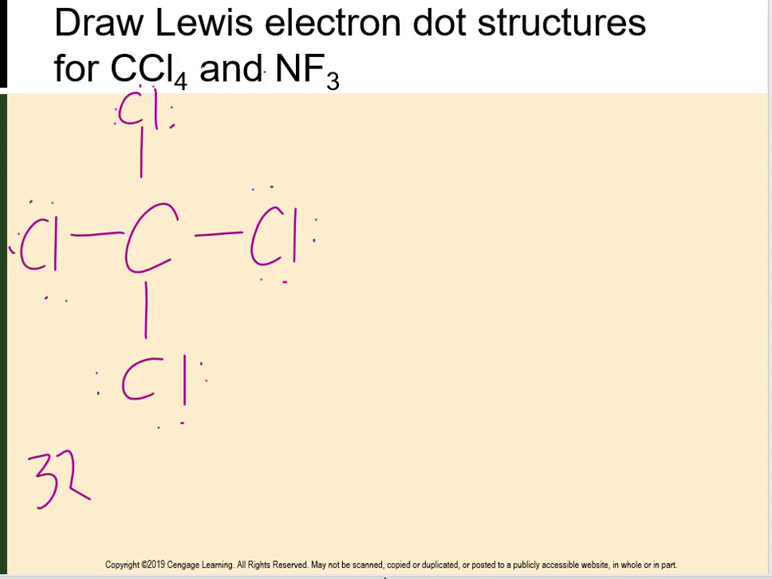this carbon is happy because there's 4 bonds and there's 2 electrons in each. So there's 8 electrons just around carbon. So it has met its octet. Each chlorine has 3 lone pairs, which is 6 plus the bond to carbon, so that's 8. So we have 8, 16, 24, 32.